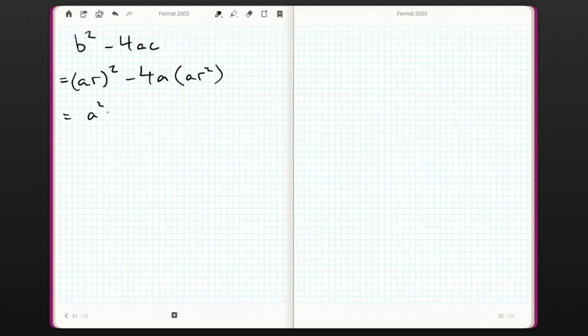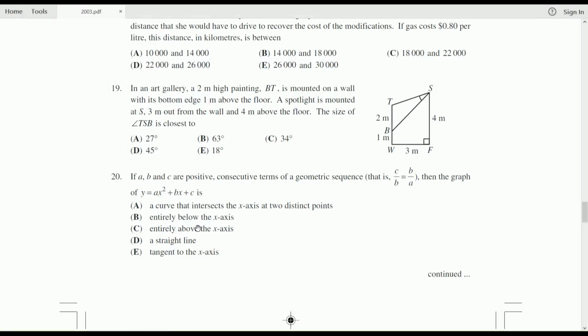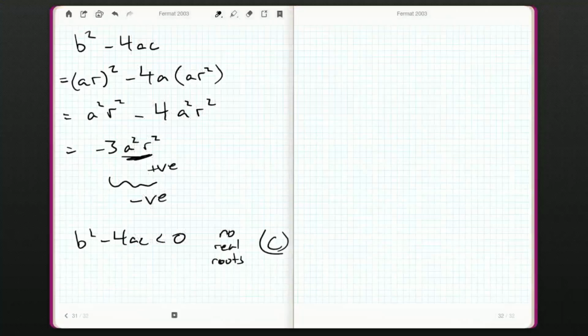So this becomes a squared r squared minus 4a. We've got two a's, so a squared r squared. And that's definitely minus 3 a squared r squared. Now this part here is positive, so this whole thing must be negative. So b squared minus 4ac must be less than 0, and that means no real roots. And that was, I think, C. It lies entirely above the x-axis. That means it never crosses, so no roots, so we're done. So that's an answer of C for question number 20.